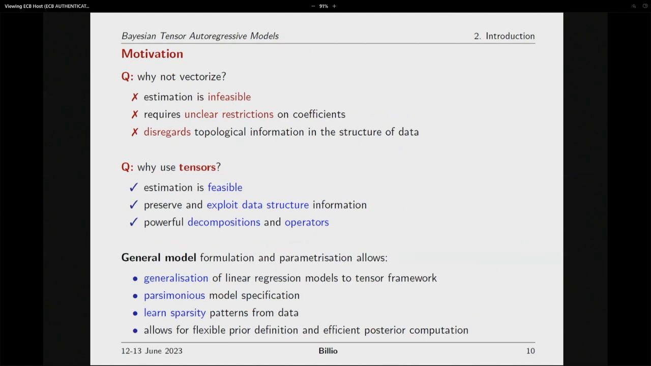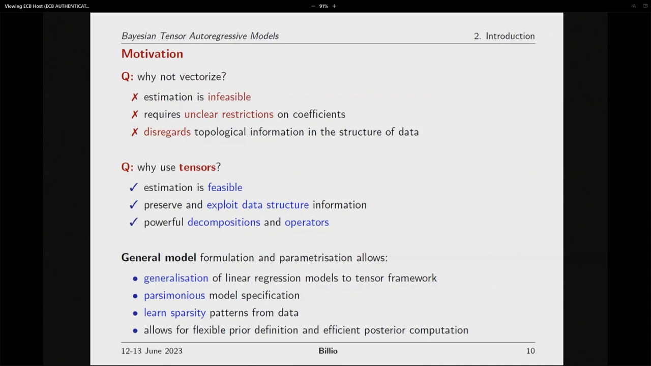As I said, why not vectorize? Because the estimation quickly becomes infeasible, since the dimension becomes too high to treat, and we are losing the information. More than that, since we need to impose sparsity restrictions, it is difficult to understand how to do this when you have a vectorized form, while working directly on the matrix, on the tensor form, it is easier.